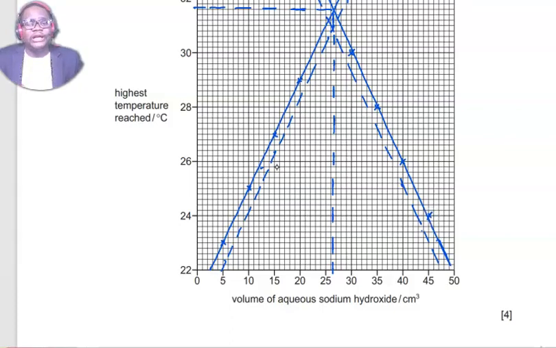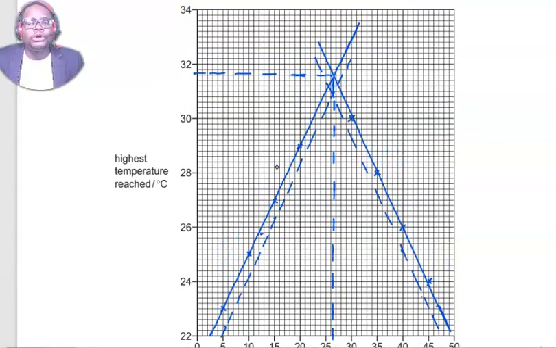After you have plotted that, the next thing is to draw your straight line. Absolutely important: you use your ruler, very straight. Okay, you draw the straight line here. The best fit moves that way. Then the second one is to draw this other straight line.